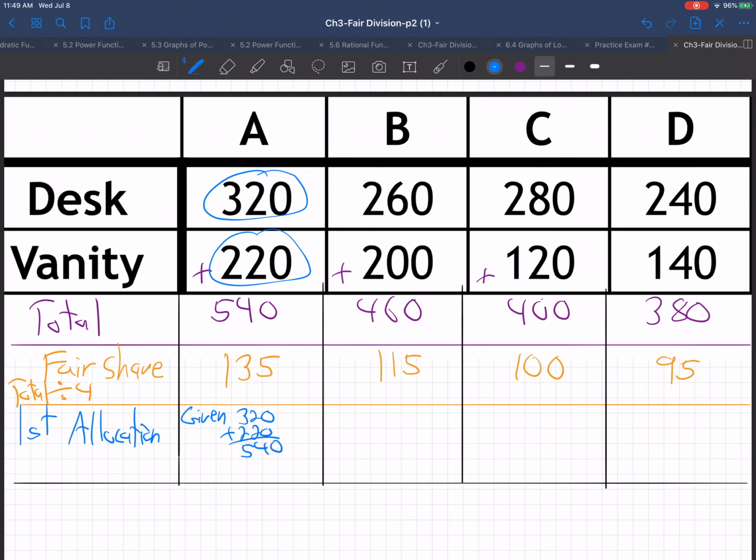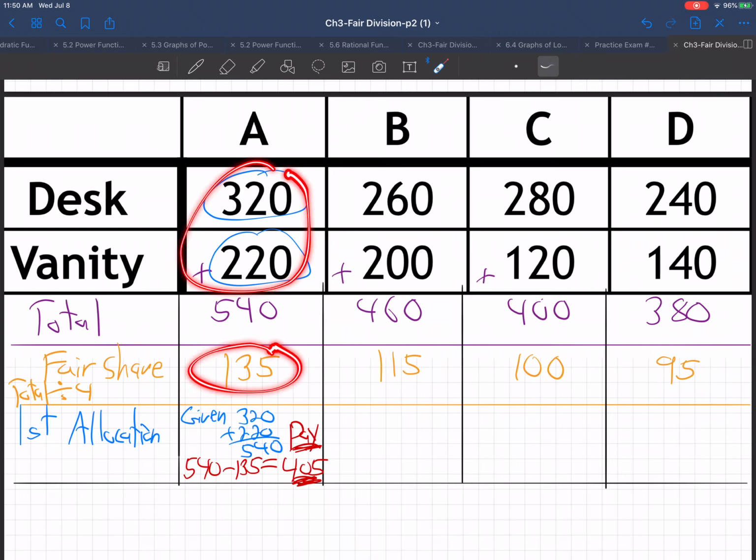So we have to take the difference. We have to take $540 minus $135. Do that on your calculator. And I'm getting $405. He's going to have to pay $405. He's going to have to pay back $405 because he was given too much stuff. Makes sense? $135 was his fair share. He was given both these things, which is $540. Subtract that. He has to pay back $405.